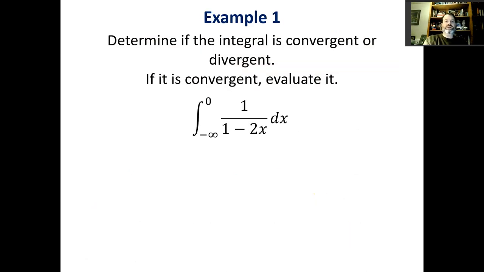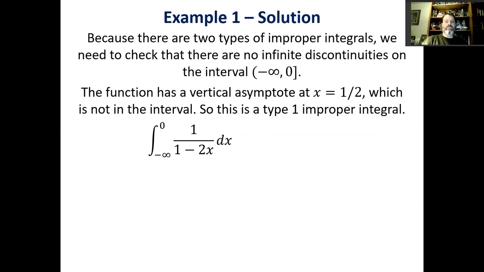All right. Determine if the integral is convergent or divergent. If it is convergent, evaluate it. So we have what looks like a fairly normal integral here, except, oh no, it's improper, right? Negative infinity should not be sitting in an integral sign. Now, we just discussed 2 types of improper integrals, so you need to check that there are no infinite discontinuities on the interval. You're going to see some problems later and on the homework where there will be discontinuities in the interval, and you have to do those separately.